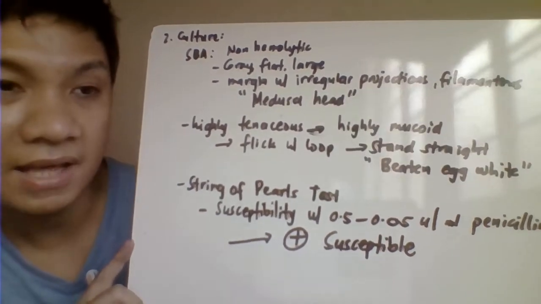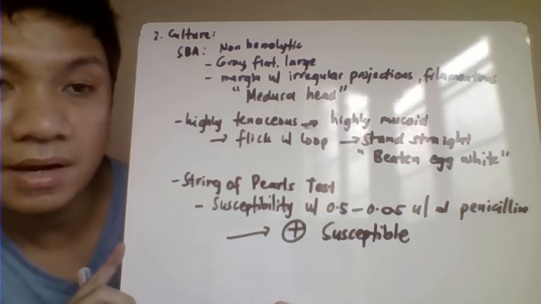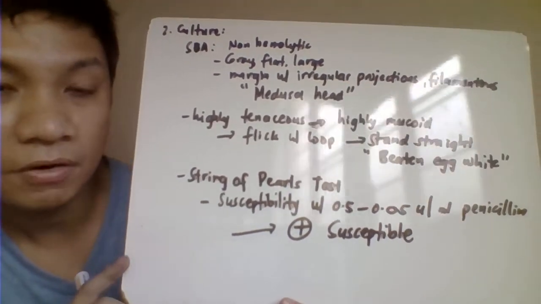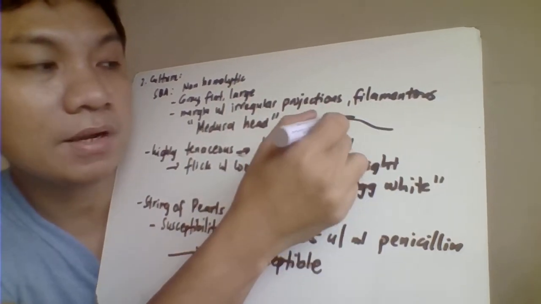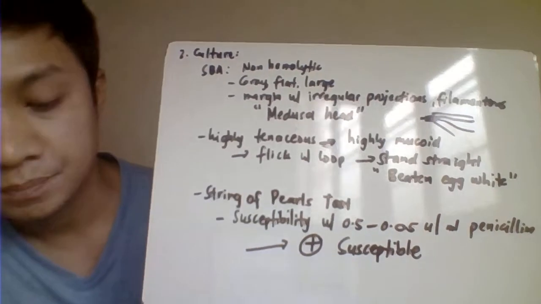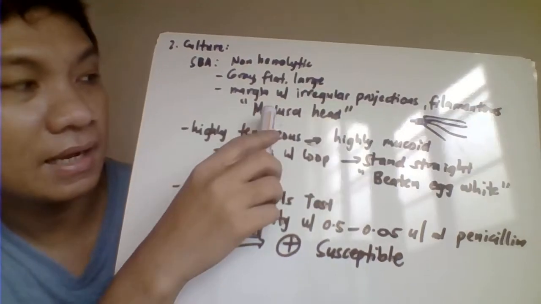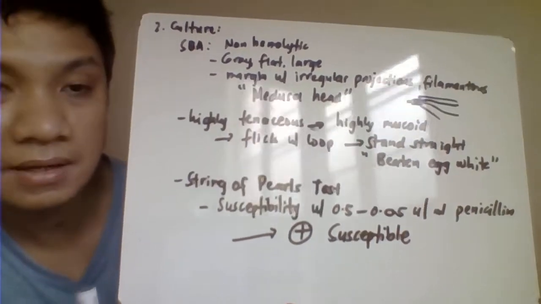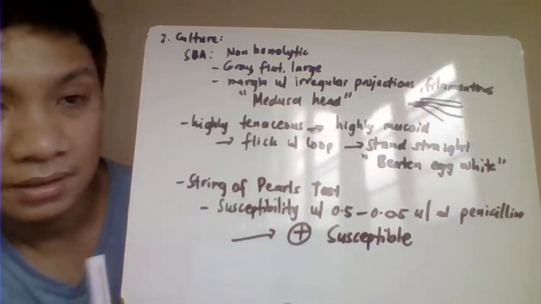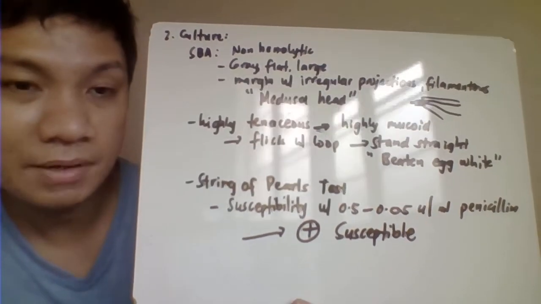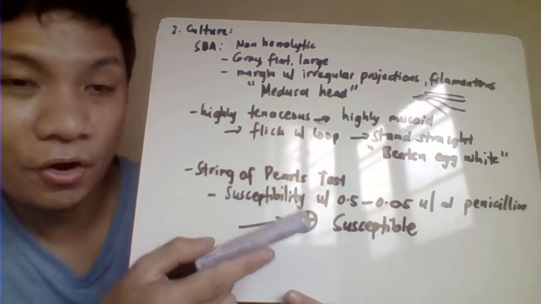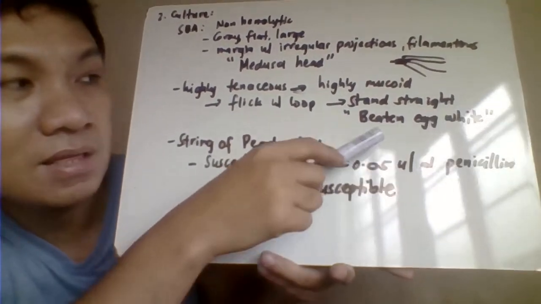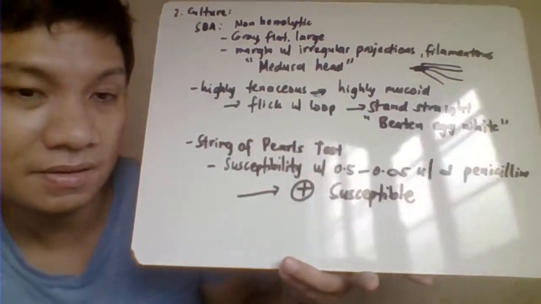It is large, flat, and gray, and it has irregular or filamentous projections. There are extensions that give it the characteristic medusa head colony. This is highly mucoid, wherein if you inflict a loop on the culture or colony, it is able to stand straight, just like beaten egg white.